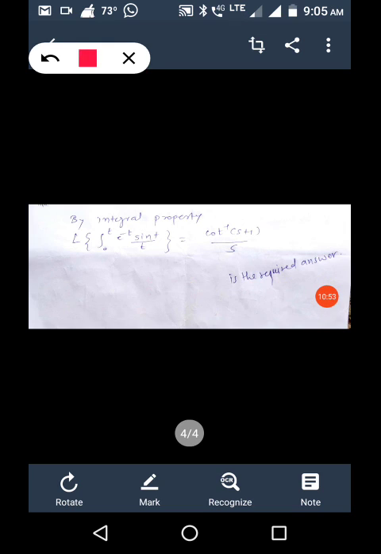Next, by the integral property, Laplace of integral 0 to t e raised to minus t sin t by t dt is nothing but cot inverse of s plus 1 divided by s, because in this lecture we are having the integral property, and the integral property says Laplace of integral of f of t is nothing but F of s divided by s. So this total thing, e raised to minus t into sin t by t, is nothing but f of t. Here we may consider it as f of t. So Laplace of this rounded term is nothing but cot inverse of s plus 1, that we have seen.